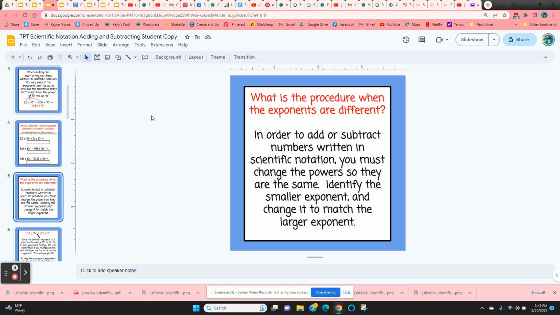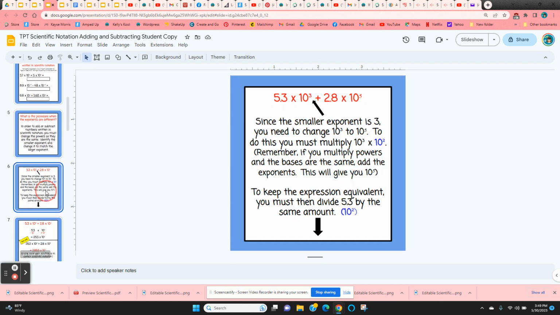And then the procedure is very different. There are multiple steps when the exponents are different. So you've got to change them to the same exponent in order to add or subtract. So it shows here adding these two numbers that are in scientific notation, so you want to look at the smaller exponent. That's the one you're going to change. You're going to change the smaller exponent to the larger one. And to do that, you're just going to multiply by 10 to the second power.